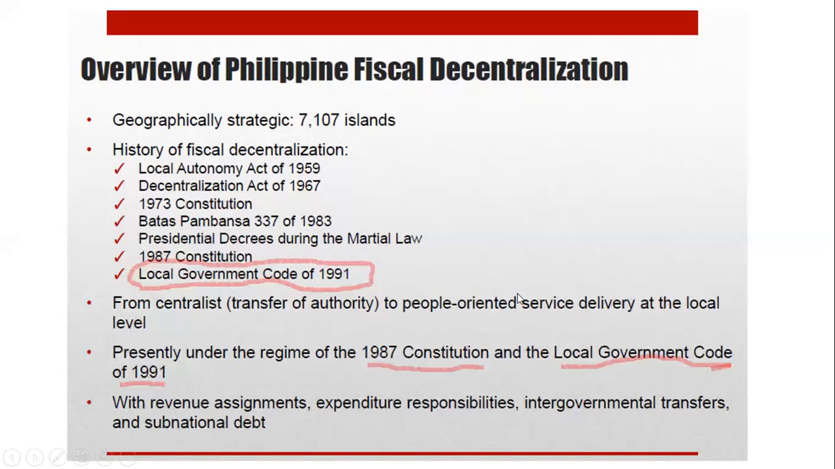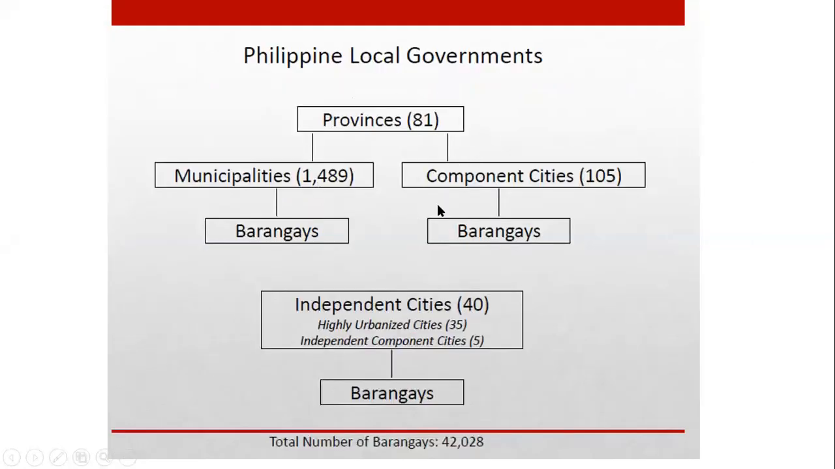Okay, let's go to the next slide. Now, this is the Philippine local government structure. Of course, we have the national government, and then these are the LGUs or local governments. This is as of 2015. We have 81 provinces, and then under each province are your municipalities and cities. So we have 1,489 municipalities and 105 component cities.